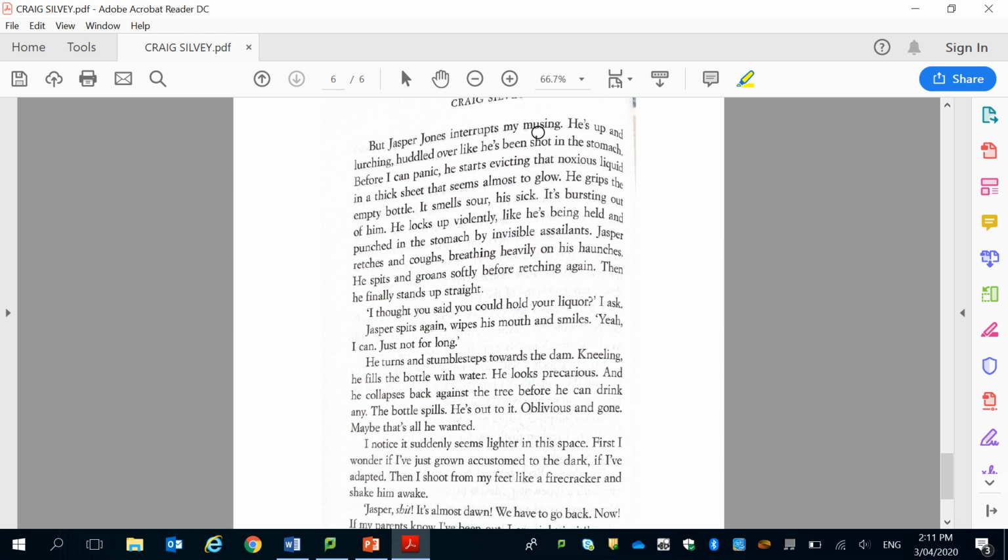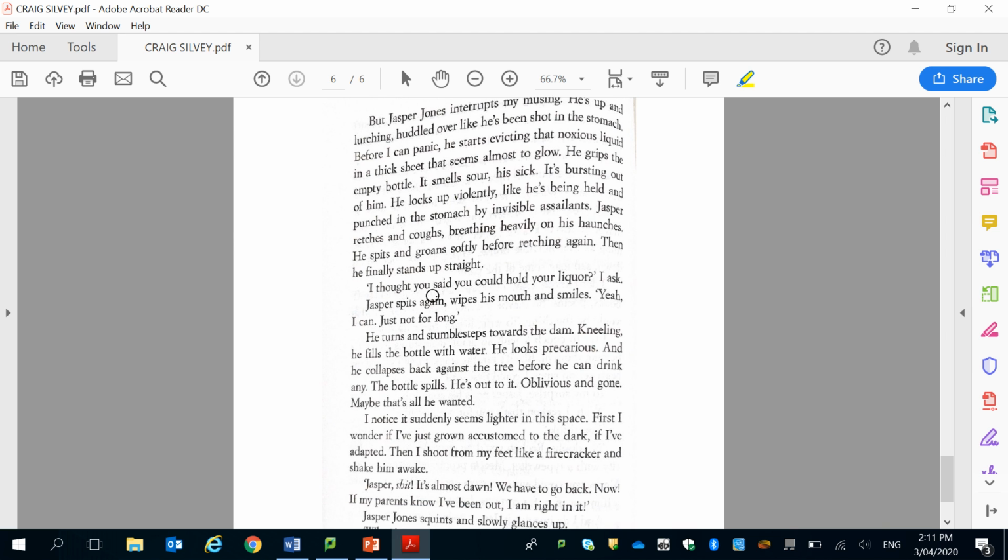But Jasper Jones interrupts my musing. He's up and lurched, huddled over, like he's been shot in the stomach. Before I can panic, he starts evicting that noxious liquid in a thick stream that seems almost to glow. He grips the empty bottle. It smells sour. It's bursting out of him. He looks up violently, like he's being punched in the stomach by invisible assailants. Jasper retches and coughs, breathing heavily on his haunches. He spits and groans softly before retching again. Then he finally stands up straight.